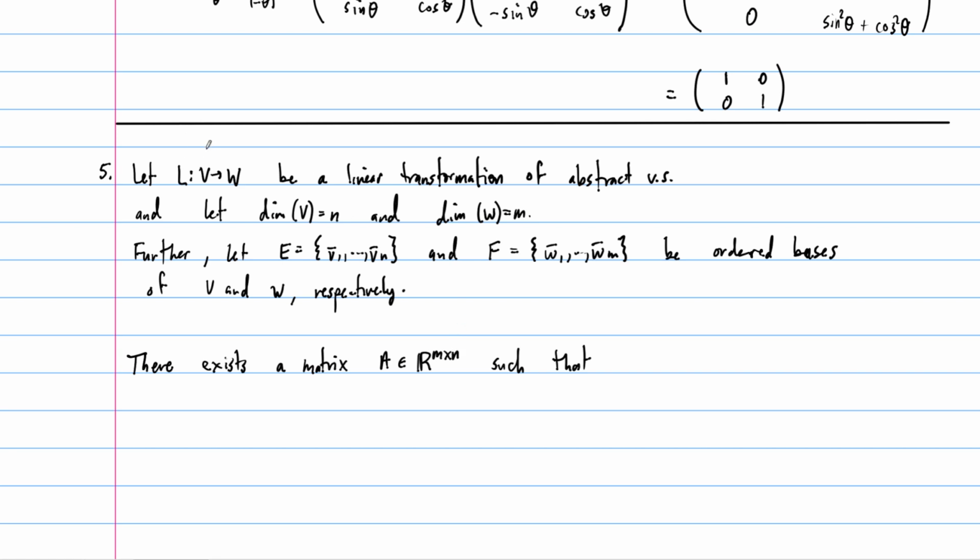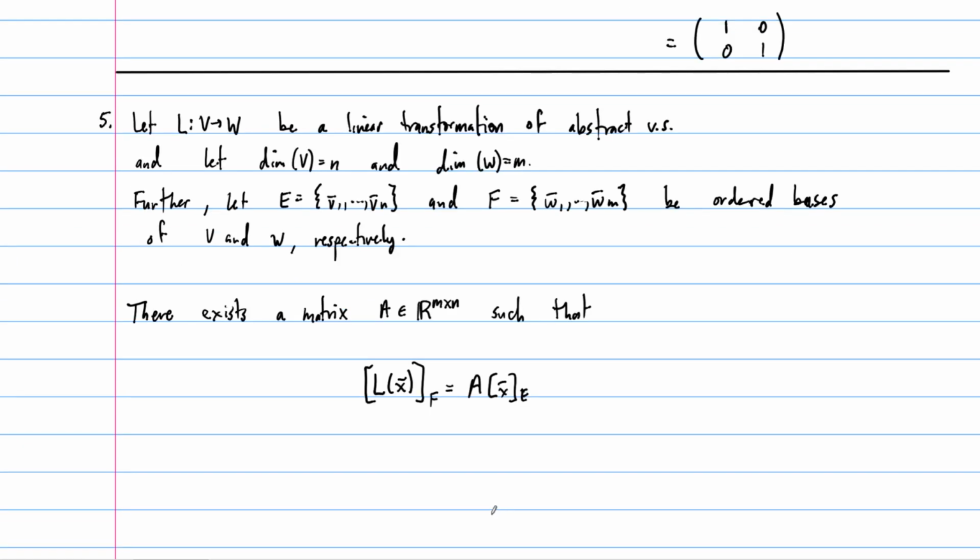So we have to make sure that this is done in coordinates, okay? So here's what we have. We want L of X, but this is going to be written in W coordinates. So that was our basis F, right? So L of X in our F basis coordinates is going to be equal to the matrix times X in its V coordinates, or its E basis coordinates. And this is going to be true for all X in our vector space V.